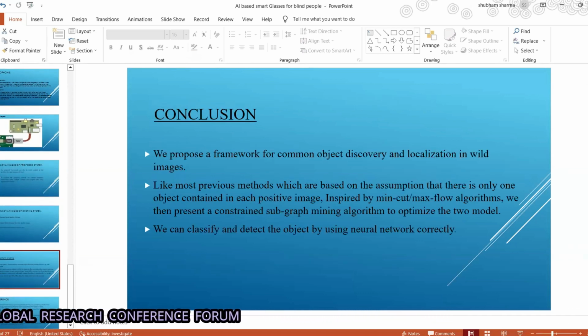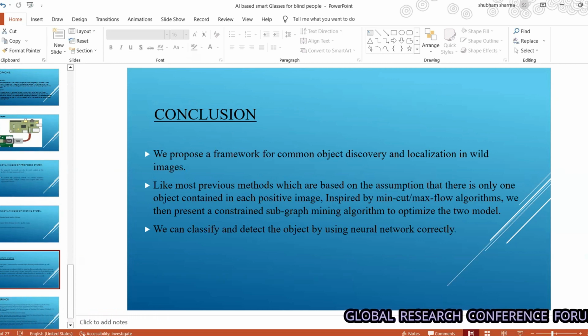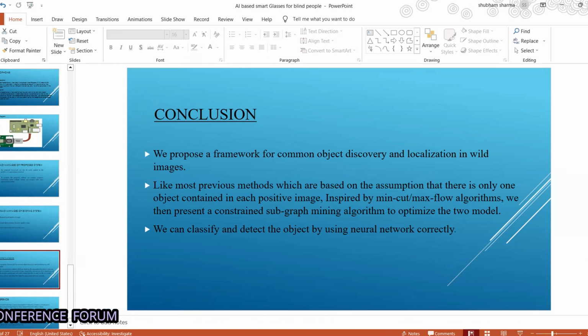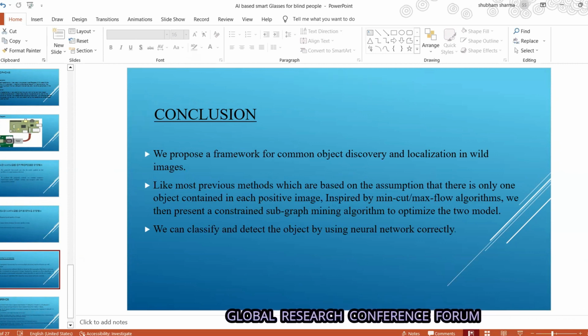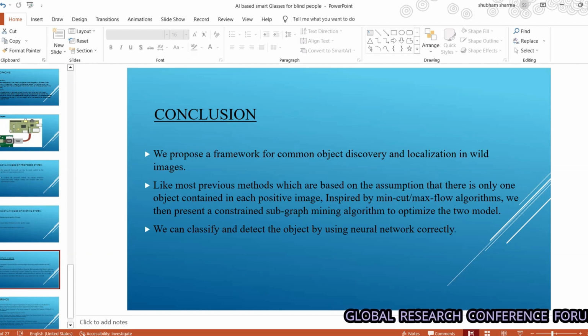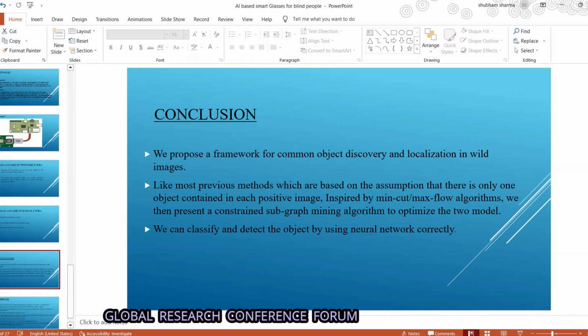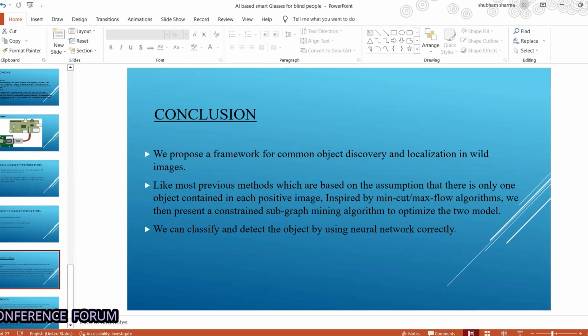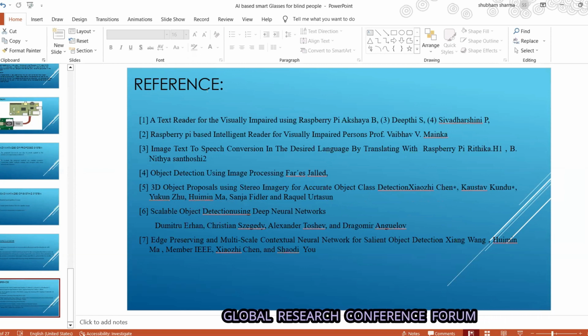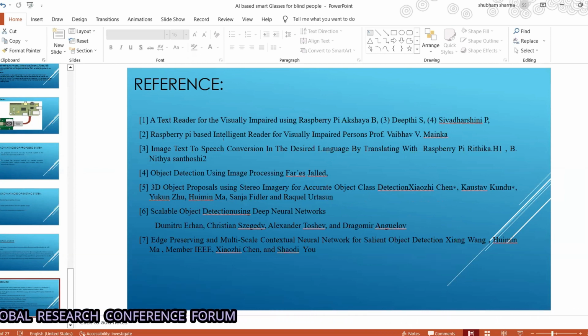And our conclusion is that we have proposed a framework for common object discovery and localization in a wide image. Like most previous methods, we are based on the assumption that there is only one object contained in each positive image. Inspired by the min-cut max-flow algorithm, we then present a constant subclass meaning algorithm to optimize the two models. We can classify and detect the object correctly by using a neural network. And these are some of the references which we have used for this paper.